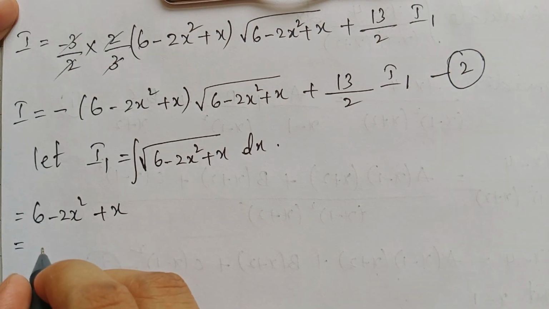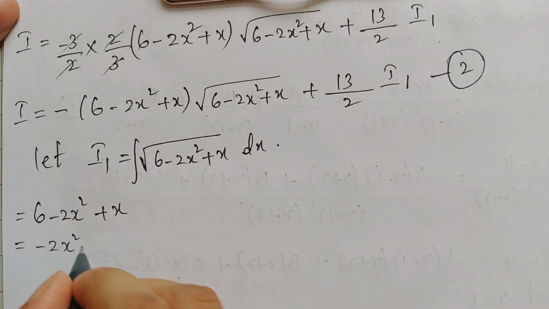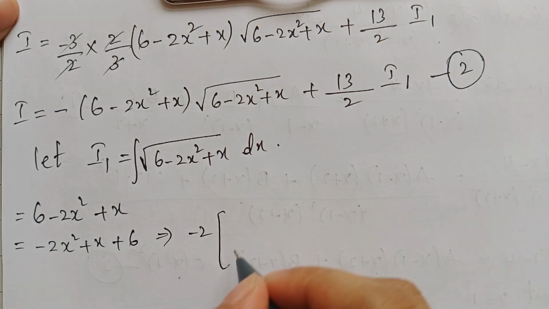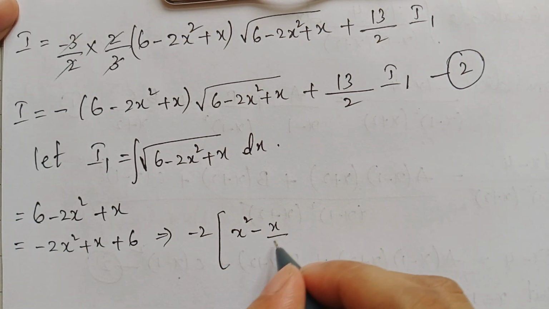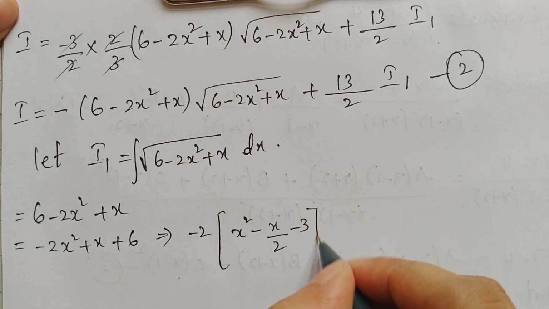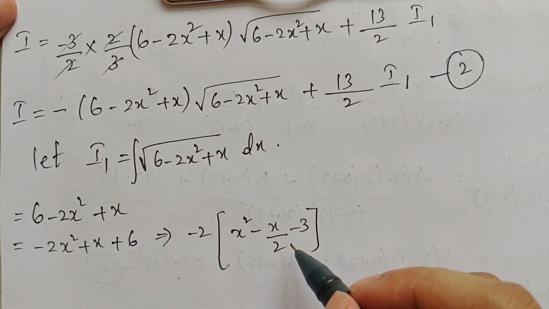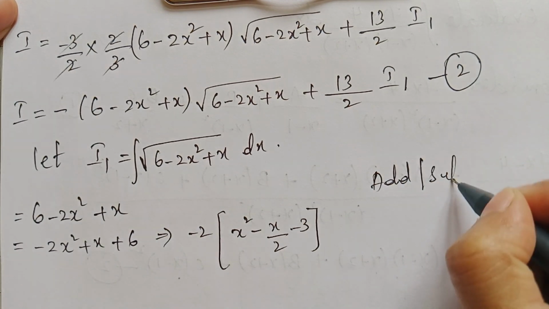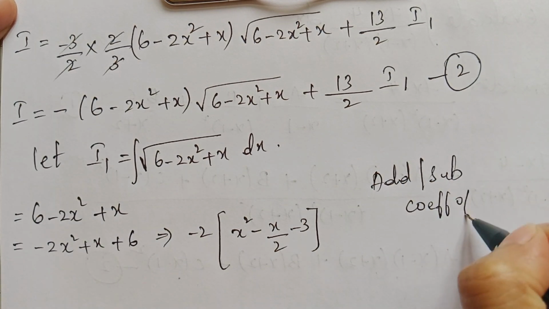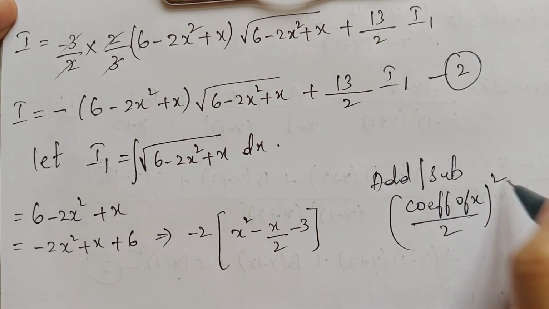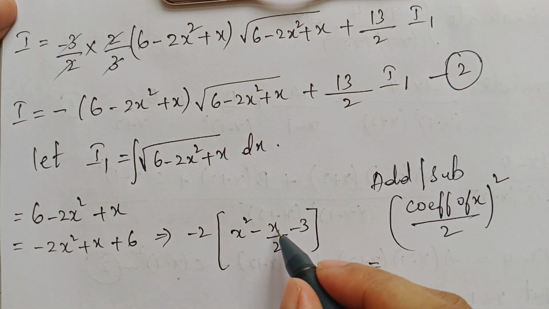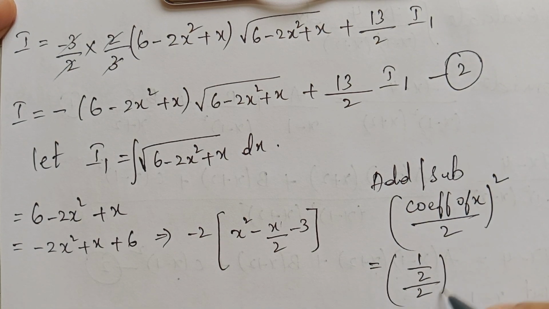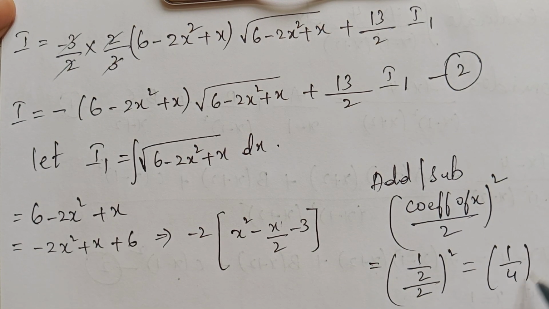Now write the square term first, so it is minus 2x square plus x plus 6. Taking minus 2 common here, so it will be x square minus x by 2 and this will become minus 3. Now we need to add and subtract the coefficient of x by 2 whole square, right? So the coefficient of x is 1 by 2. So it is 1 by 2 by 2 whole square, which equals 1 by 4 whole square.